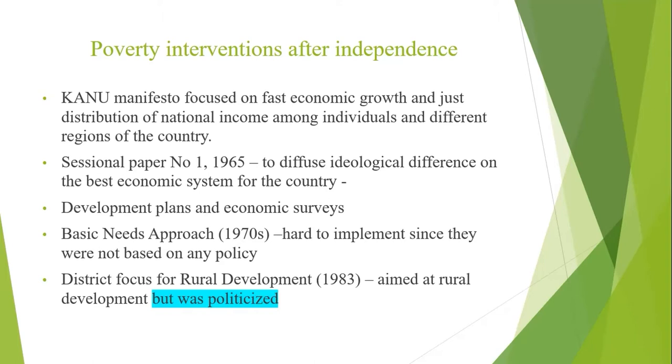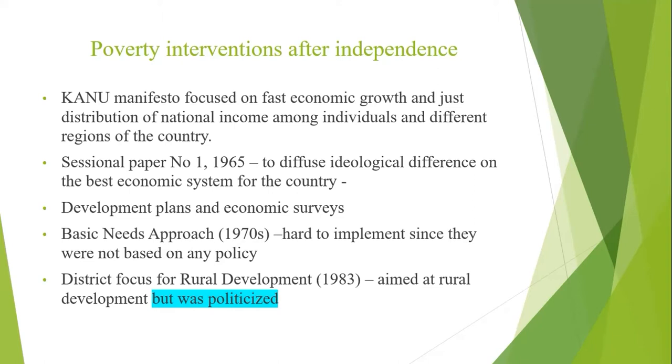We have our different papers, Sessional Paper Number 1 of 1965. It aimed at improving again the well-being of rural Kenyans, and especially what they promoted, African socialism. Critics of this have argued that there was nothing socialist or anything that would have helped the people. Instead, it was there just to diffuse the ideological differences that existed between the different leaders we had then, who had different inclinations when it came to economic development.